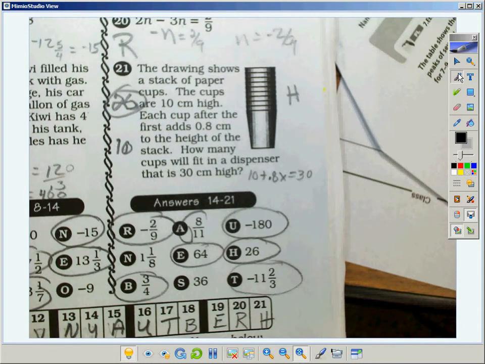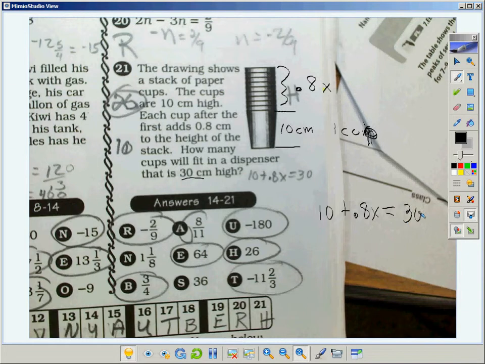Okay. I'm going to tell you that this particular problem can be tricky. And here's why. They told me that this first cup was 10 centimeters. They told me all the rest of these cups were 0.8 each. Right? So if I add the 10 centimeters plus the 0.8x, it should be equal to the 30 centimeters that they want me to have. Everybody with me how I wrote the equation?